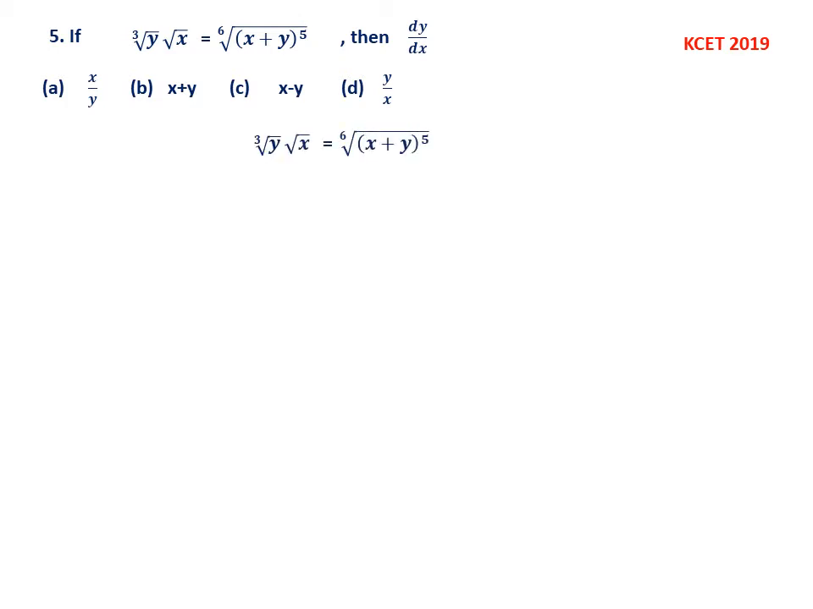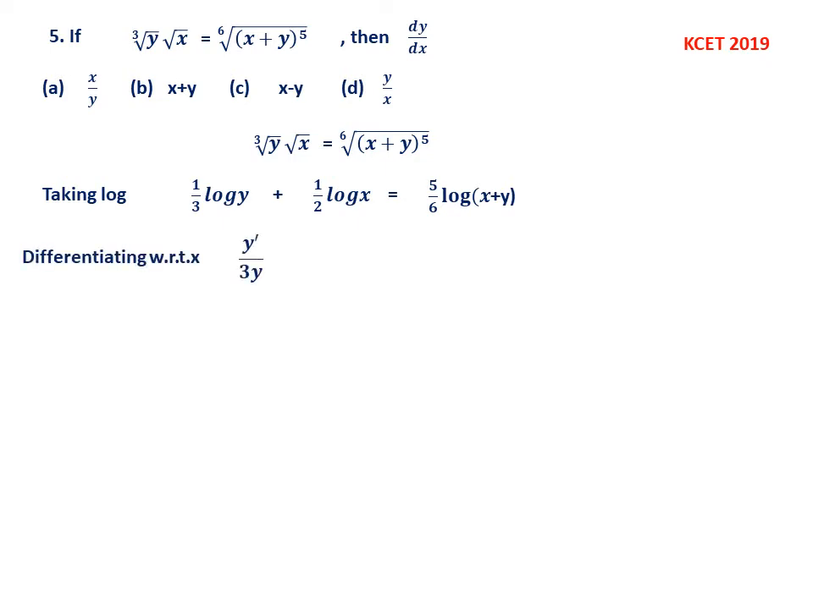Therefore consider cube root of y into square root of x equals the 6th root of (x plus y) to the power 5. Now taking log, using the log rule, you get 1 by 3 log y plus 1 by 2 log x, which will be equal to 5 by 6 log (x plus y). Now we have to differentiate, because dy by dx is required. So the first one will be y dash divided by 3y, because differentiation of log y is 1 by y into dy by dx, chain rule.